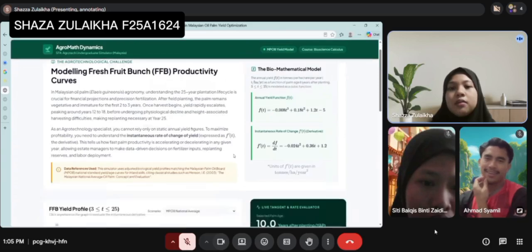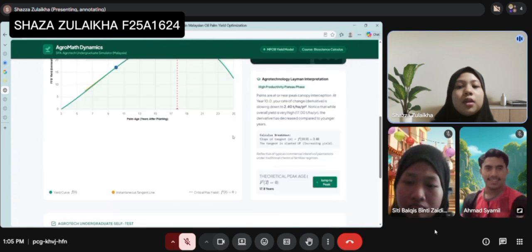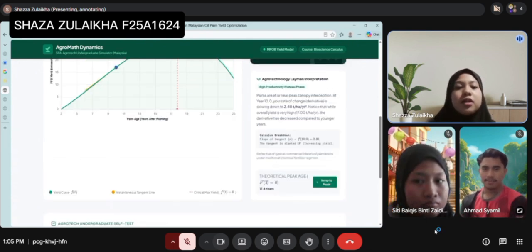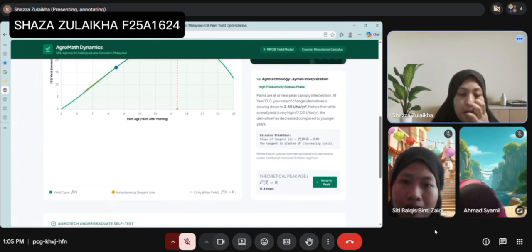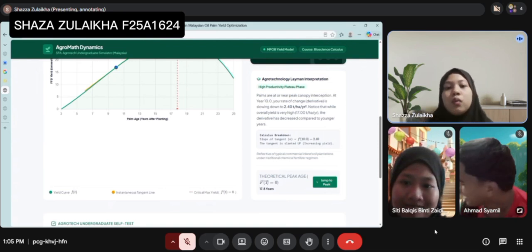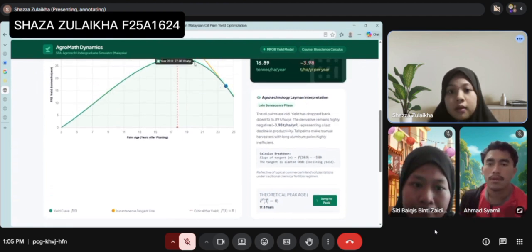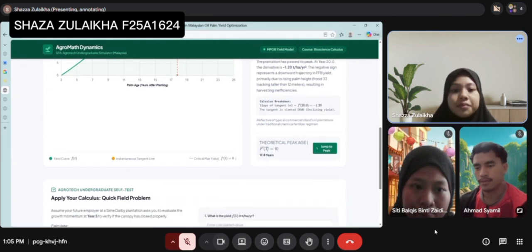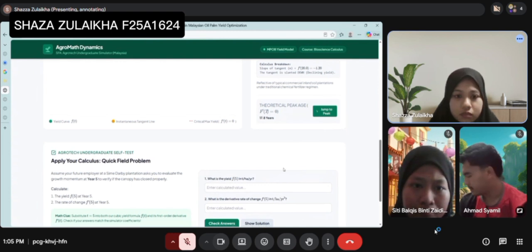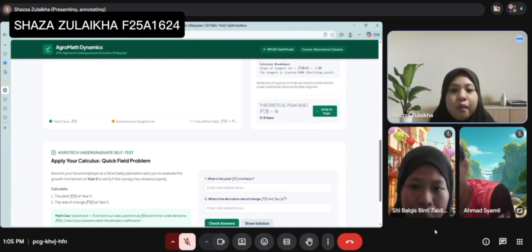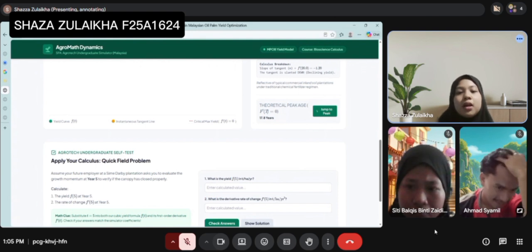Okay, next is the theoretical peak. This section identifies the age where the derivative equals 0, which indicates the maximum yield point where productivity stops increasing and begins to decline. This information is useful when planning future plantation management and replanting strategies.